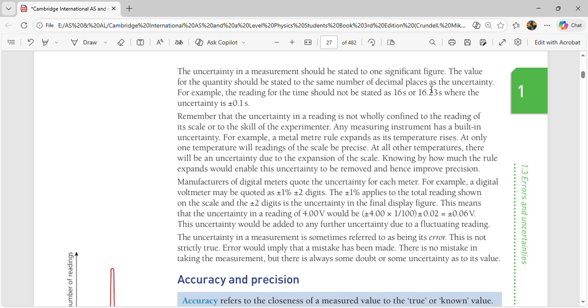I think that is it about uncertainty. That's the one we need to know about uncertainty. Yeah, so that's the one that is examinable, that we need to know exactly.